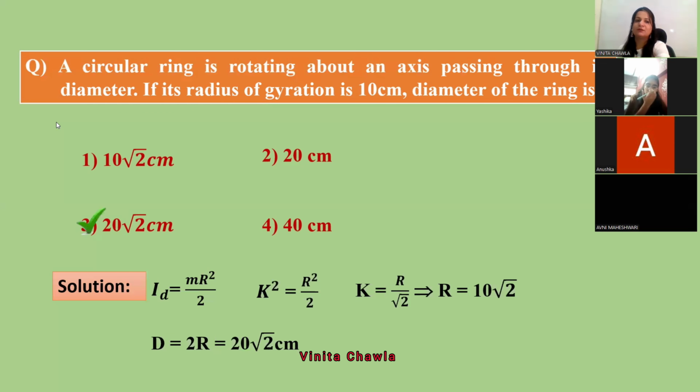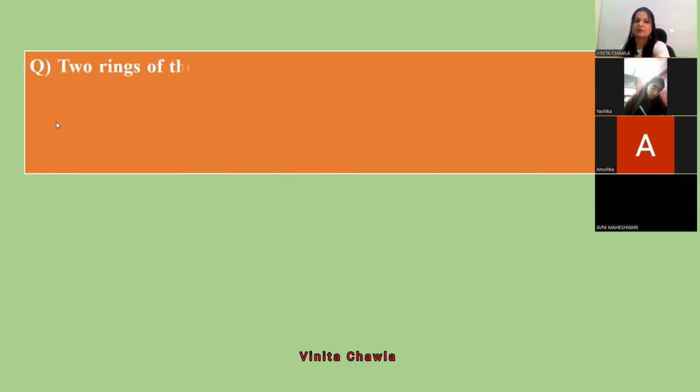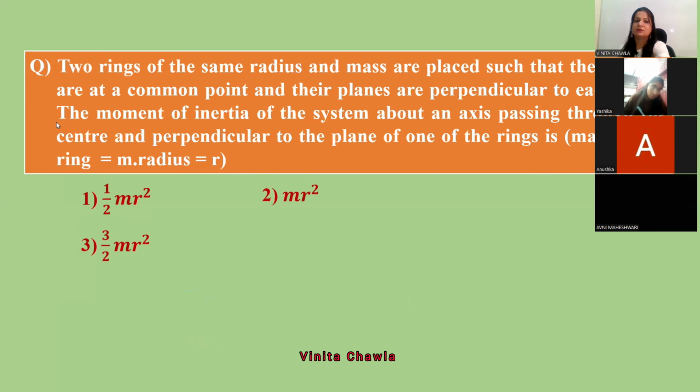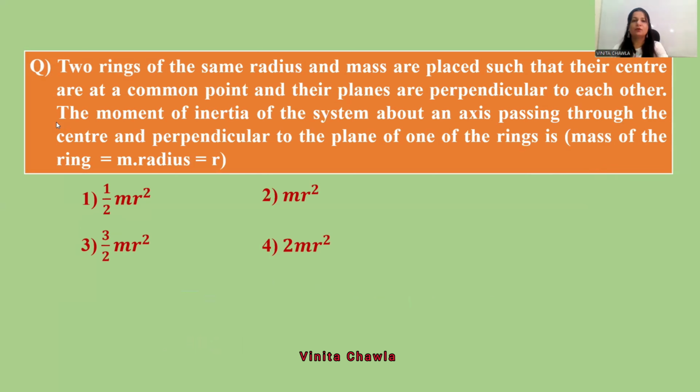Now let's move to the next question. These are the options. Two rings of the same radius and mass are placed such that their centers are at a common point and their planes are perpendicular to each other. The moment of inertia of the system about an axis passing through the center and perpendicular to the plane of one of the rings is. Mass of the ring is given, radius is given, and options are also given. You have to find the correct option out of these four.